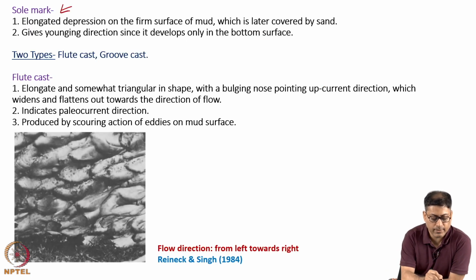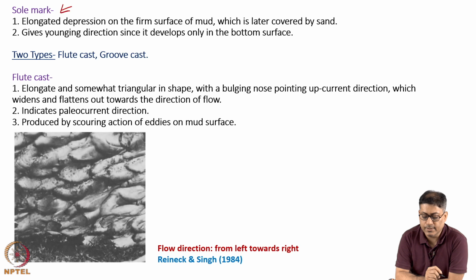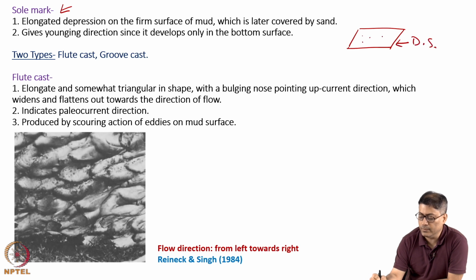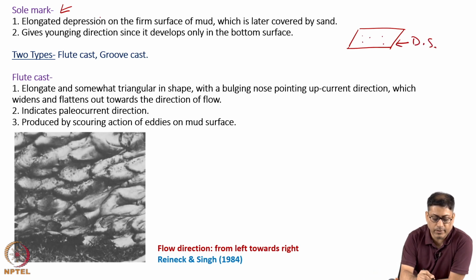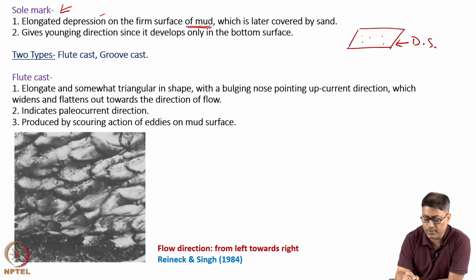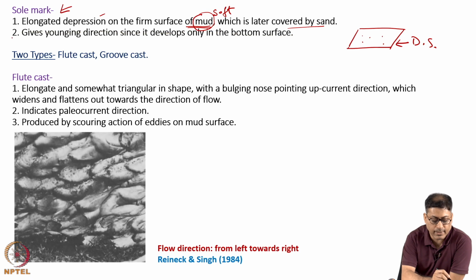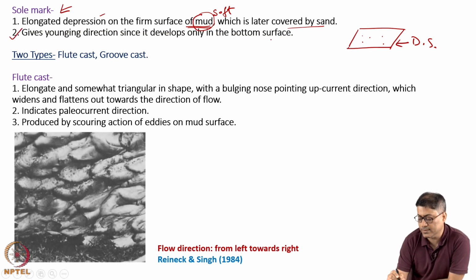Now, let us look at the sole marks. These are produced on, or can be found on, the depositional surface. So, this is a depositional surface. On this plane we will be expecting them. They can be elongated depressions on the firm surface of mud where deformation is possible. Mud is soft, which is later covered by sand. This can give a younging direction since it develops only in the bottom surface.